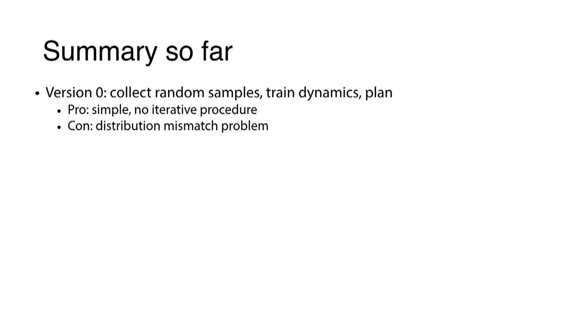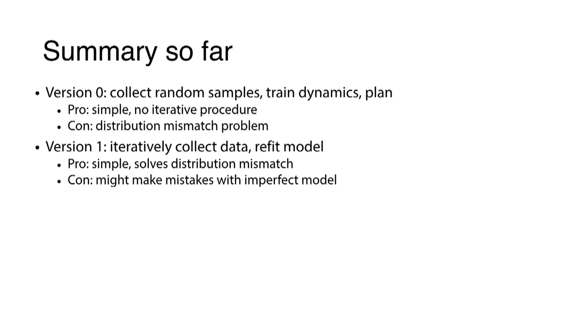Okay, so to summarize so far, I covered a few different versions of model-based reinforcement learning. The first is just collect random samples, train a dynamics model, and plan using that model. A benefit of this is that it's quite simple, no iterative procedure, so it's just a one-time thing. But you can get that distribution mismatch problem. The second version is to iteratively collect data and then refit your model to the new data that you receive. This is also simple, and it can solve the distribution mismatch problem, but you might make mistakes with an imperfect model.